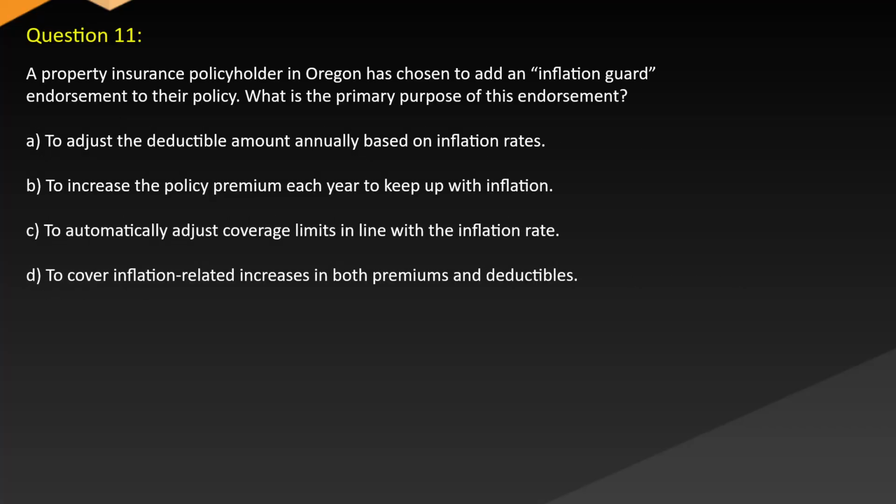Question 11. A property insurance policyholder in Oregon has chosen to add an inflation guard endorsement to their policy. What is the primary purpose of this endorsement? A. To adjust the deductible amount annually based on inflation rates. B. To increase the policy premium each year to keep up with inflation. C. To automatically adjust coverage limits in line with the inflation rate. D. To cover inflation-related increases in both premiums and deductibles.